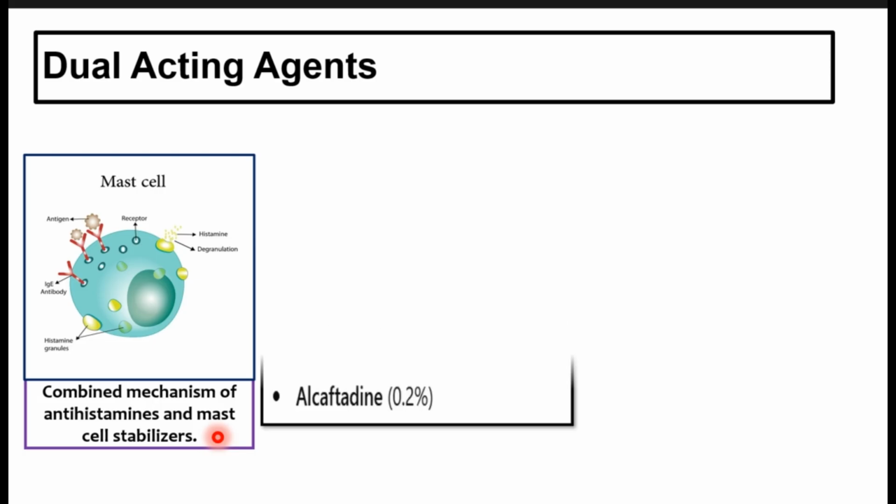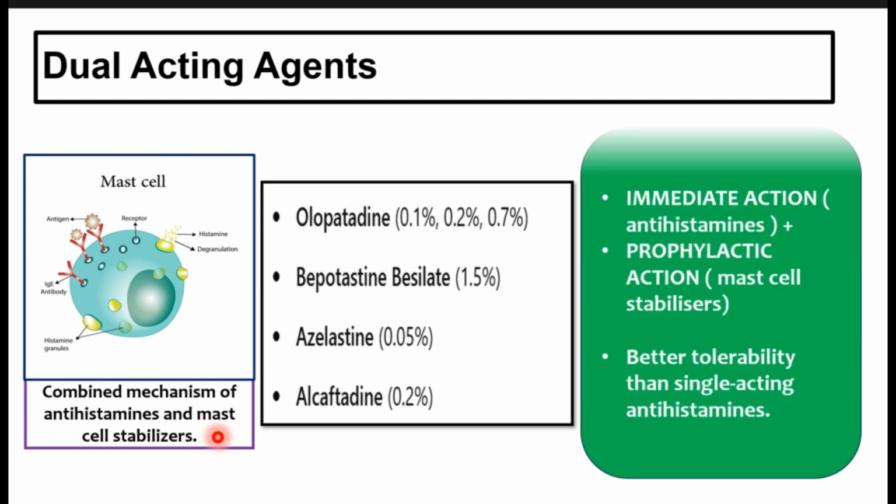Okay. So the important thing over here is that they will give you the immediate action of antihistamine. That means the patient is going to be relieved of his symptoms immediately. And also it is going to give that long-term benefit, that is the prophylactic action of mast cell stabilization. Okay. Moreover, they have a better tolerability than single-acting antihistamines.